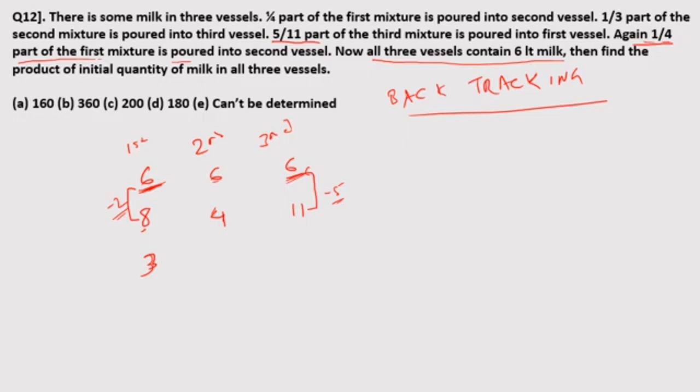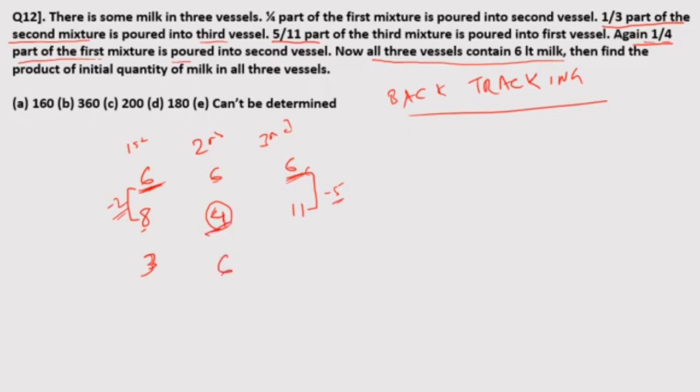Now it says just one more step before that, 1/3 part of the second mixture is poured into the third vessel. 1/3 part is poured, so this 4 is actually 2/3. If this 4 corresponds to 2/3, then the volume before this step would be 4 into 3/2, that is 6.